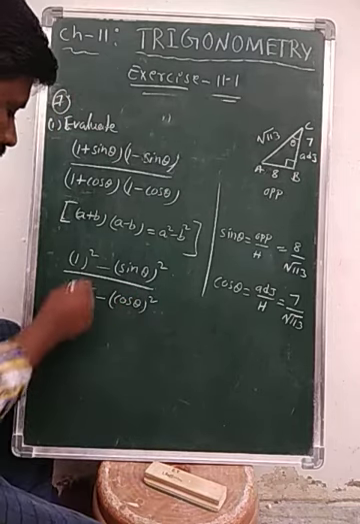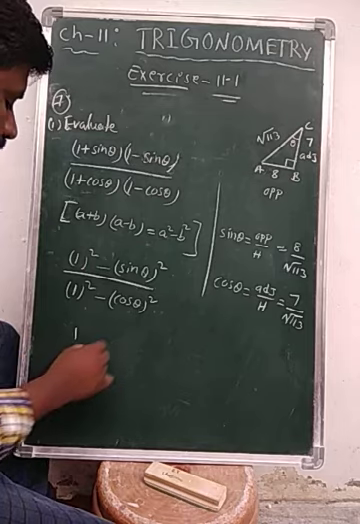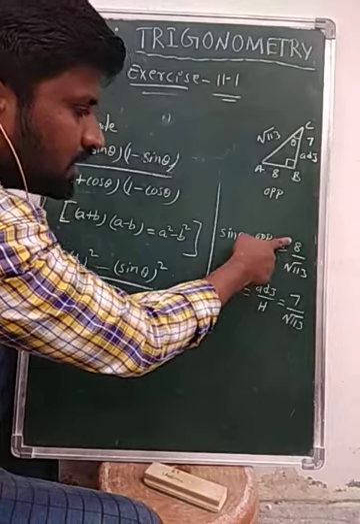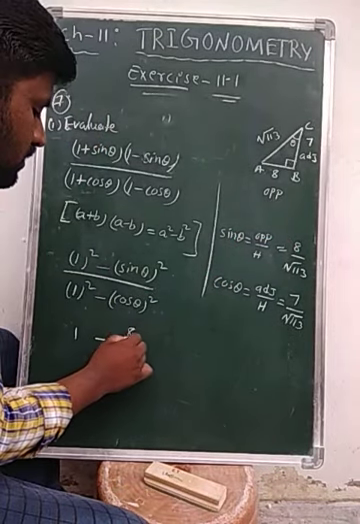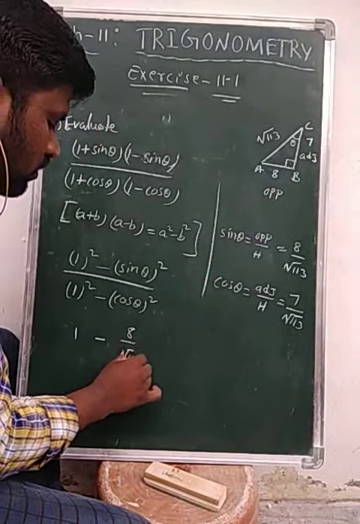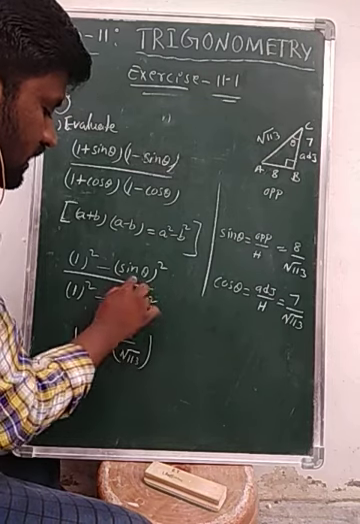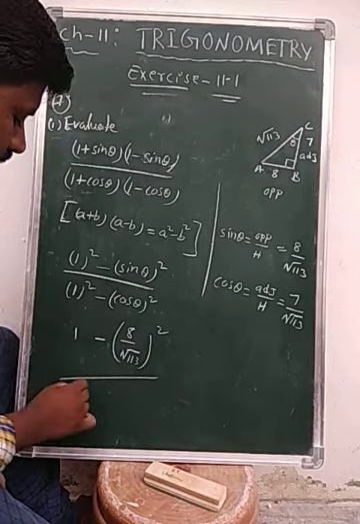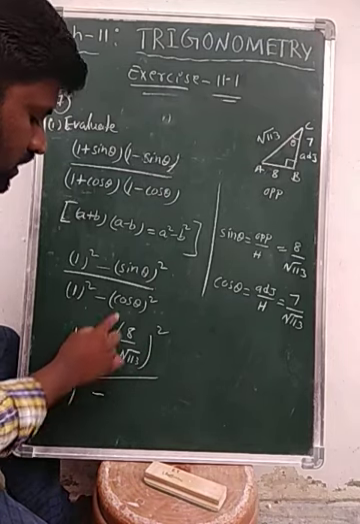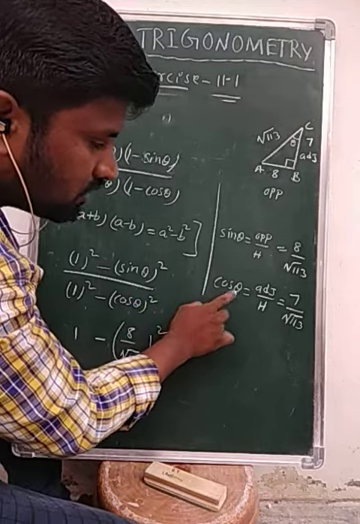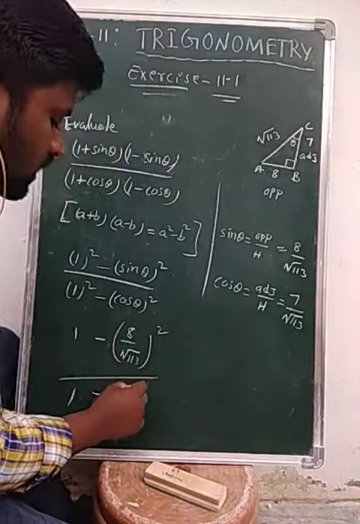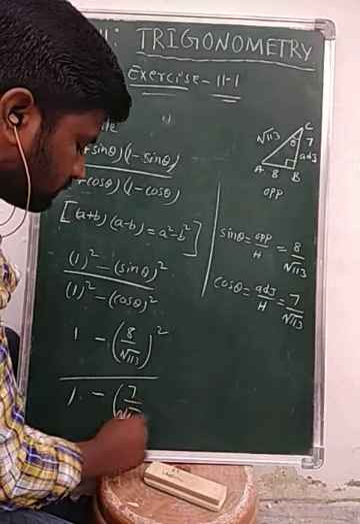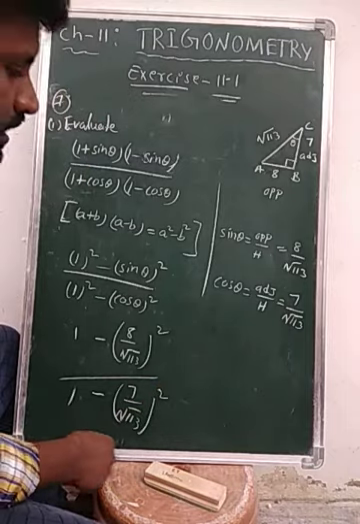Okay. Now 1 square means that is 1 only, minus sin theta, the value of sin theta we get is 8 by root 113. So 8 by root 113 whole square. Here 1 square is 1 only, minus cos theta whole square, the value of cos theta is 7 by root 113. So that is 7 by root 113 whole square. Is it clear? Now see my dears.